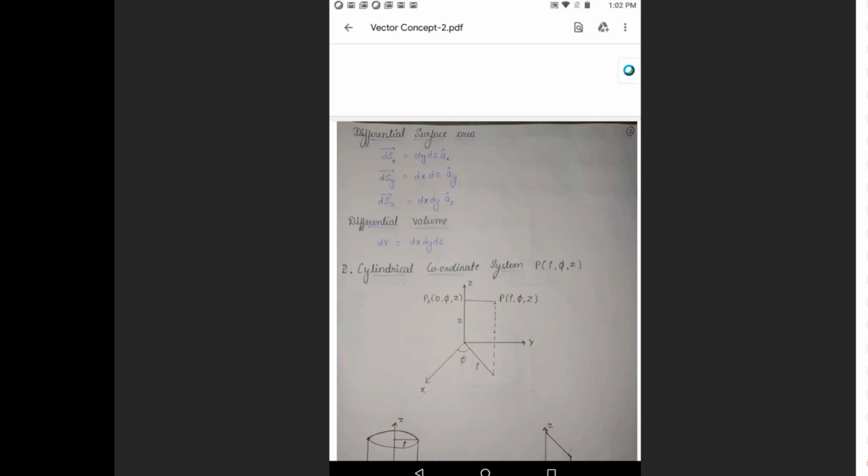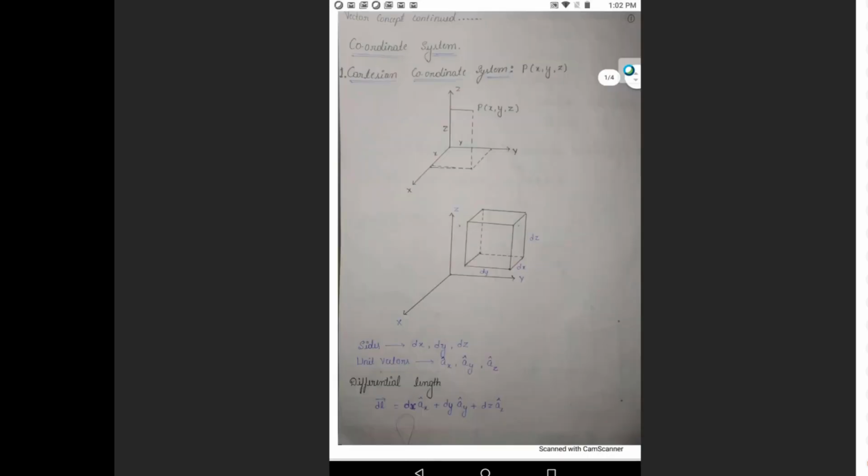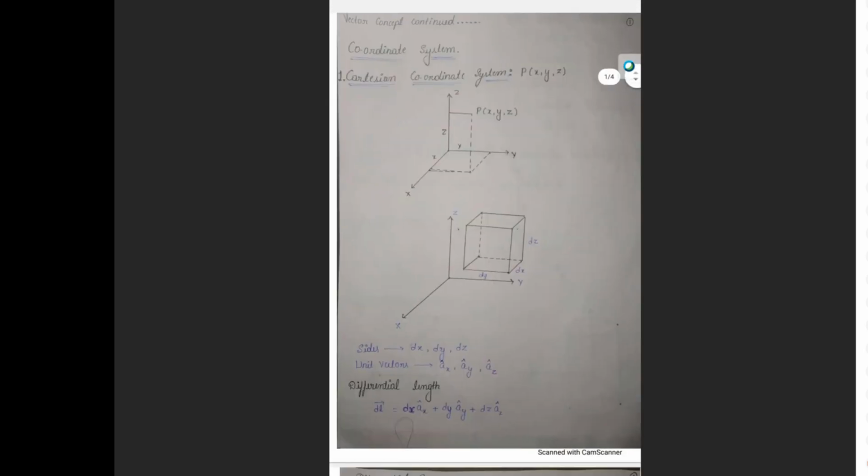So this is the vector concept, the second part of the vector concept. Yesterday I told you some part, and this is the other part. What we have revised in this, all of you should know, and there will be many multiple choice questions on this because all the formulas can be asked.